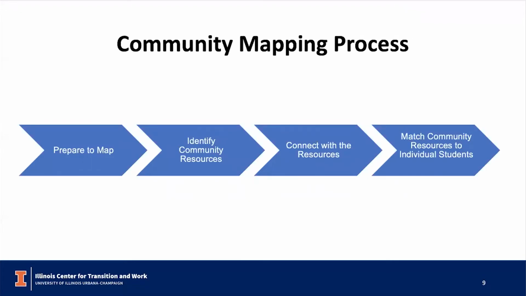So the steps to the community mapping process: you have to begin with preparing to map. After your preparation, you will then identify community resources. Then you'll connect with those resources. And then finally, you'll match community resources to individual students to meet their specific transition-related needs.